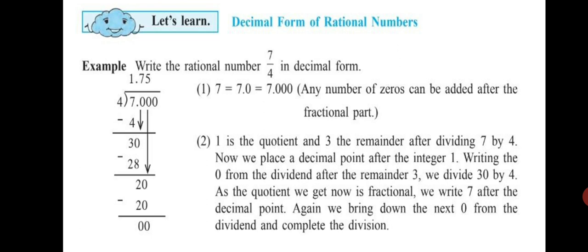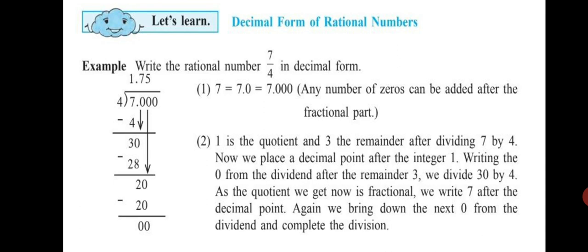How do we do that? Okay, let's look at the division which is shown here. 7 divided by 4. There is nothing ahead of 7, so we put a decimal point and write as many zeros as required to solve this particular rational number. Okay, so 4 ones are 4. Subtracting 4 from 7, you get 3.